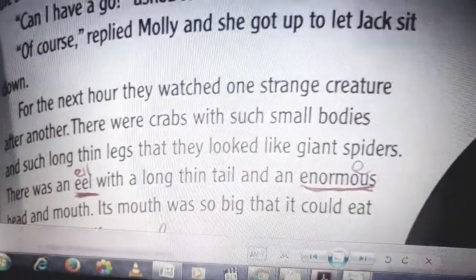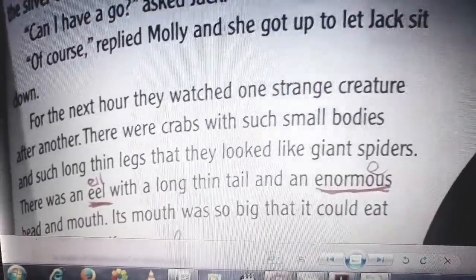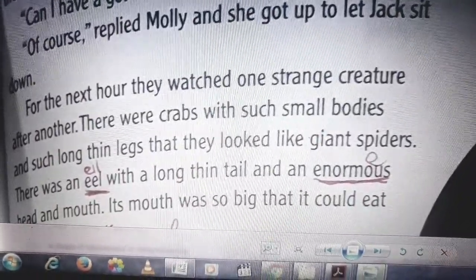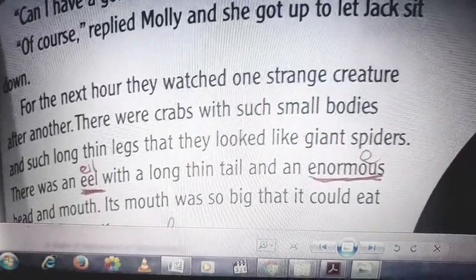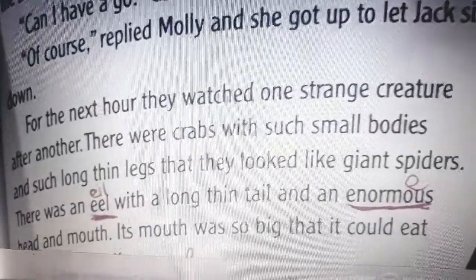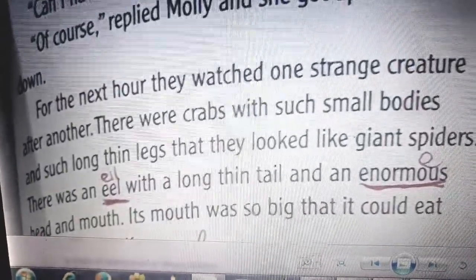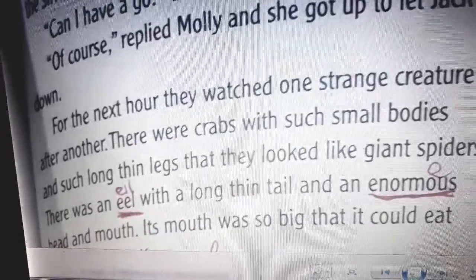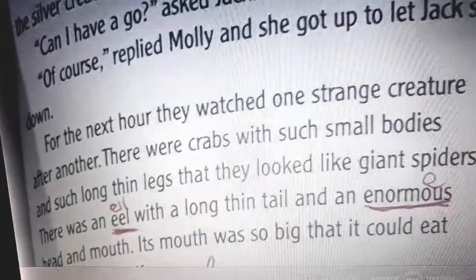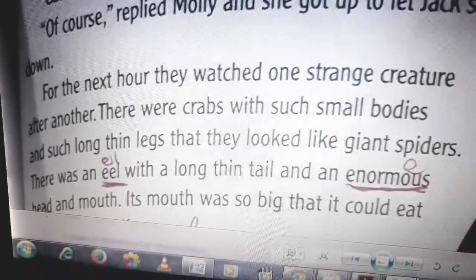Let's continue. For the next hour they watched one strange creature after another. There were crabs with such small bodies and such long thin legs that they looked like giant spiders. So see here, for the next hour, who's talking here? This is the narrator. So the narrator is describing what? The situation when Jack and Molly have a go on this screen together. They were watching these creatures together.